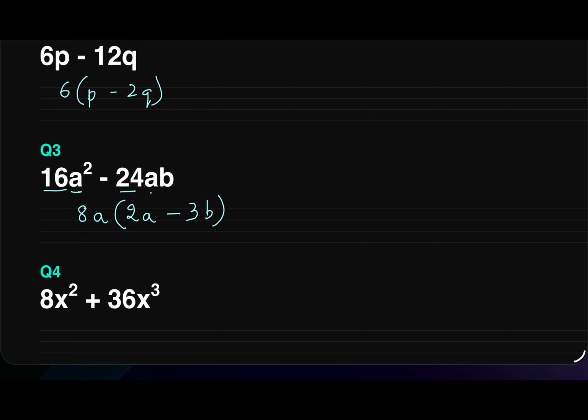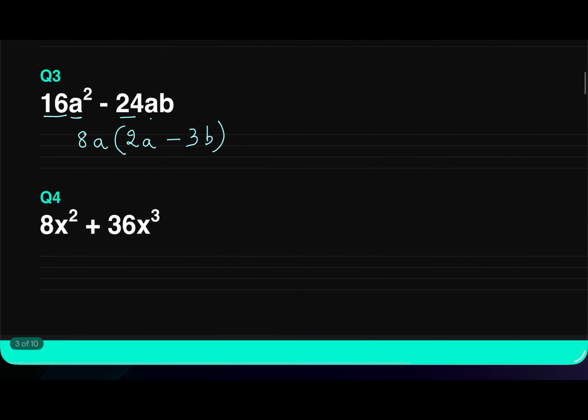Now guys, how are we going to check whether we have done the correct thing? Multiply this with this. 8 2s are 16. A and A, 2 A's are there. A into A is A square. Minus 8 3s are 24. A, B.